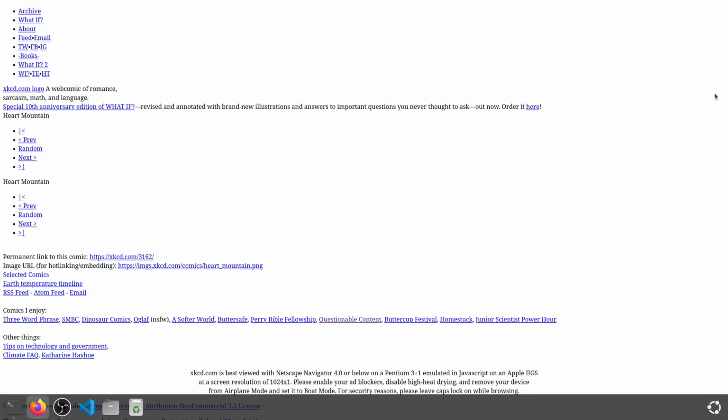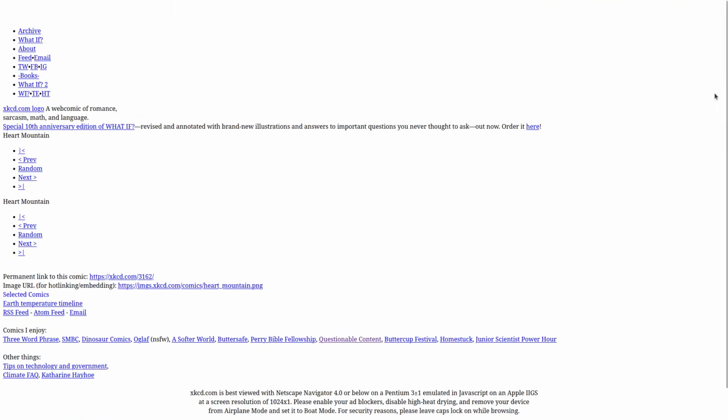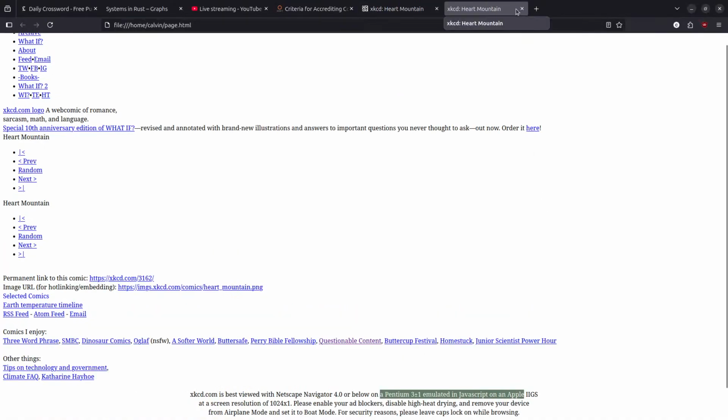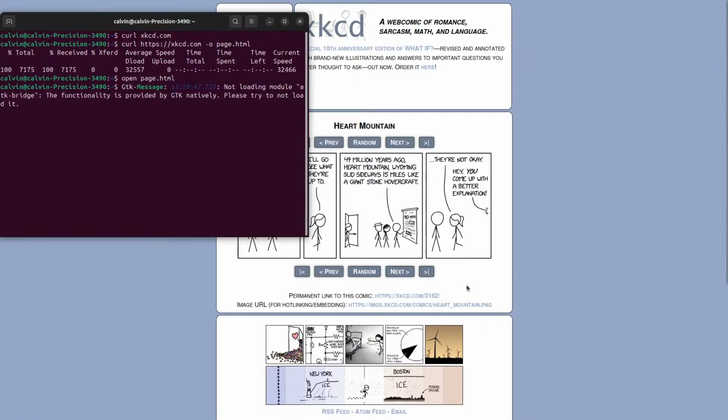So it's fairly easy to yoink things off the internet. Look, it's best viewed with Netscape Navigator 4.0 or below on a Pentium 3 plus or minus 1 emulated in JavaScript. Okay, I'm going to stop reading that. That's clearly nerd sniping. And so it is relatively easy to yoink things off the internet. I have often been referred to as the yoinkster for my regular engagement in yoinking.